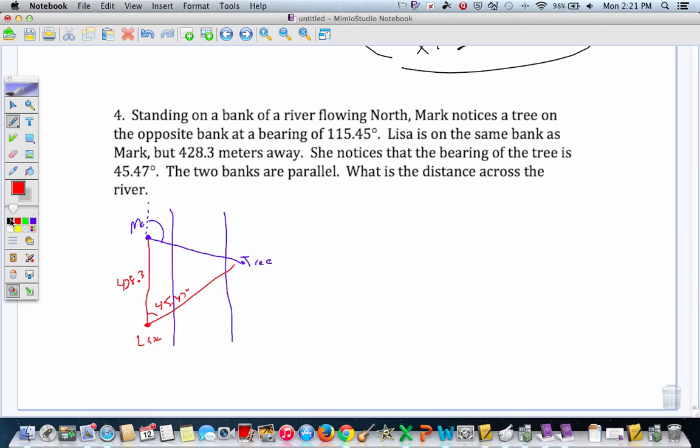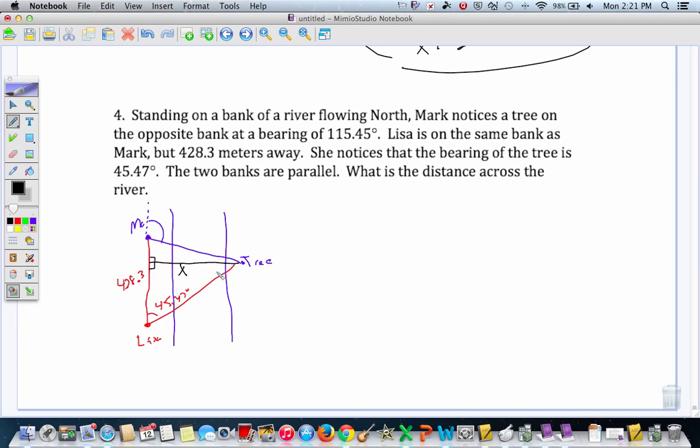The two banks are parallel. What is the distance across the river? So we're going to have to draw an altitude into this triangle. If we come straight across, this is going to be the distance we're looking for. So we're making an assumption here. We're saying Mark and Lisa are on a north-south line. So the good news is with that assumption, we're going to say this is a right angle. I think that probably should have been spelled out better in the problem, but we'll go with that right angle.